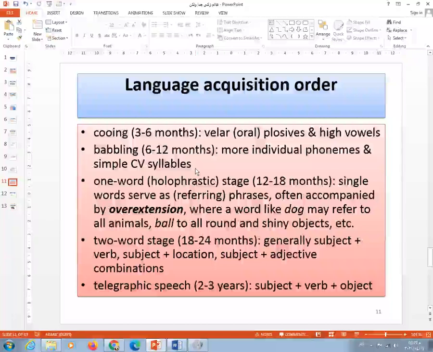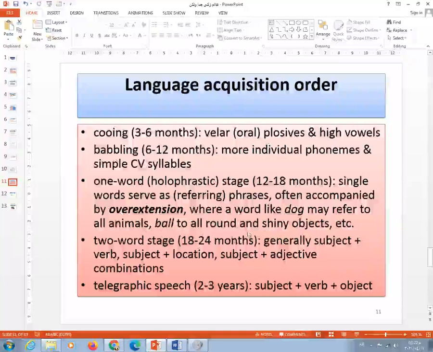And then we have one word stage from 2 to 18 months. Single words serve as referring phrases, often accompanied by overextension. For example, the word dog may refer to all animals, ball may refer to all round and shiny objects.